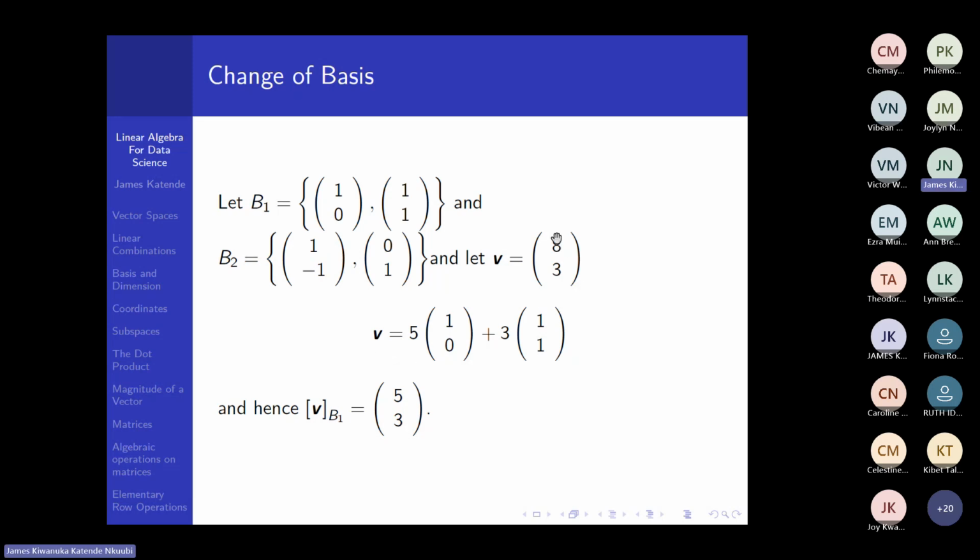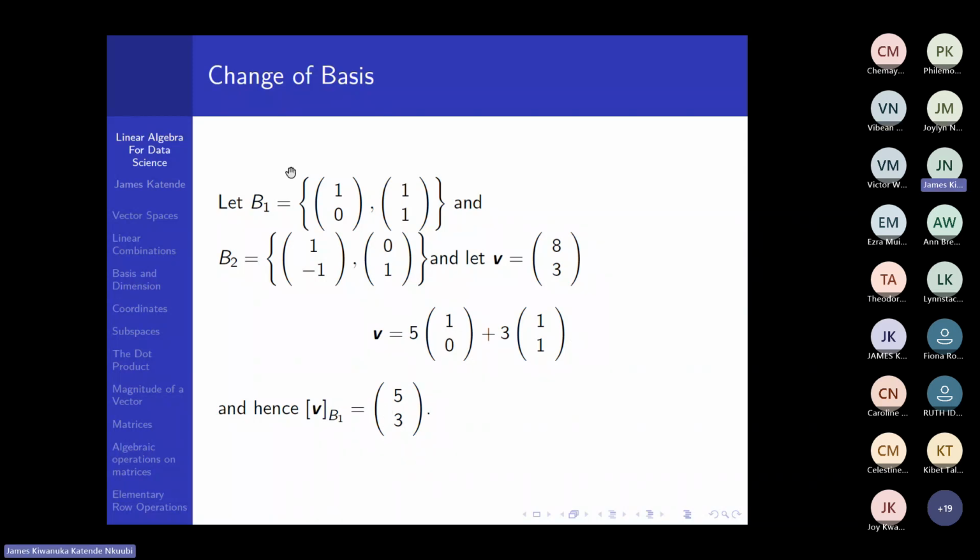Now we can write this (8, 3) as a linear combination of the basis vectors in B1 as this. So V is the same as 5 times the first vector plus 3 times the second vector. Here we are still at the basis B1. So the coordinates of the vector V with respect to the basis B1 are (5, 3). These are the coordinates.